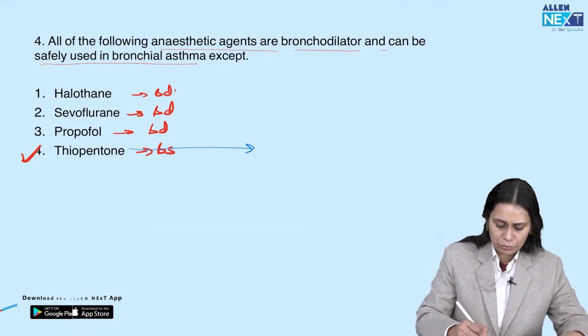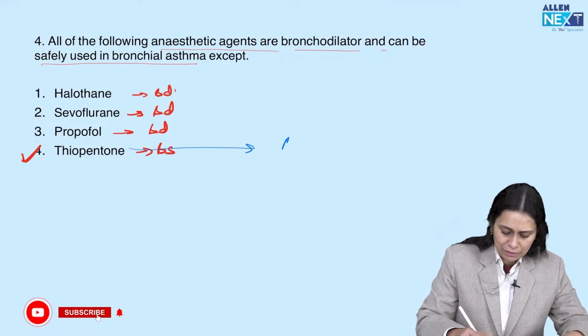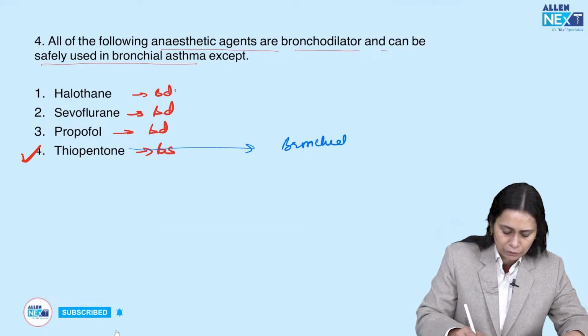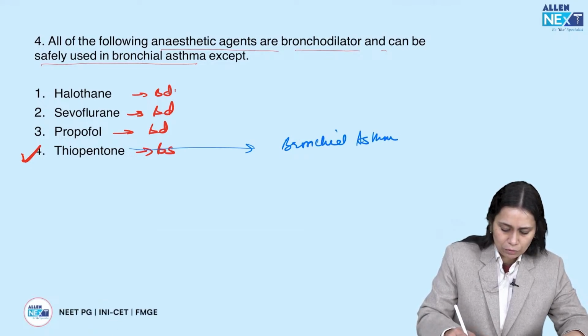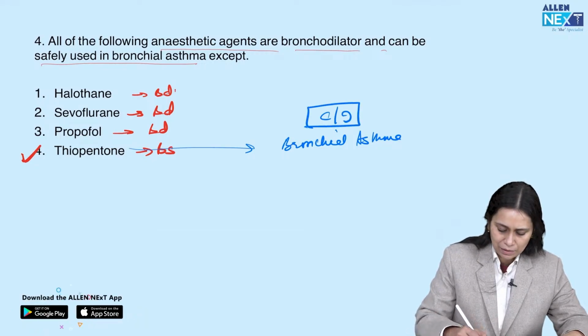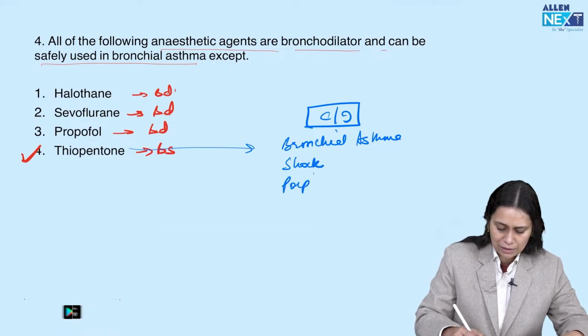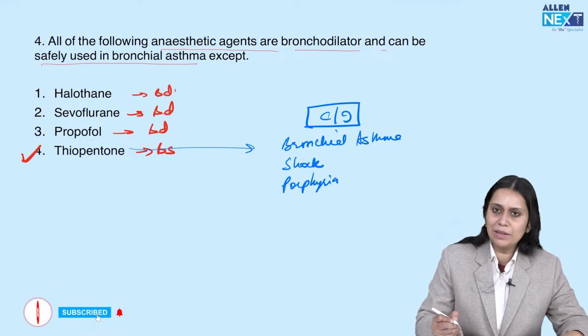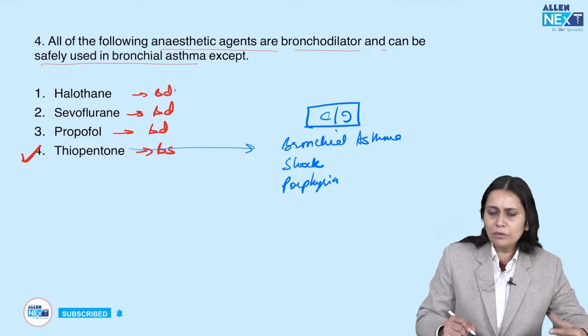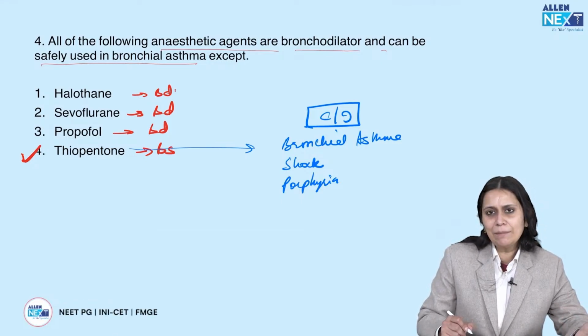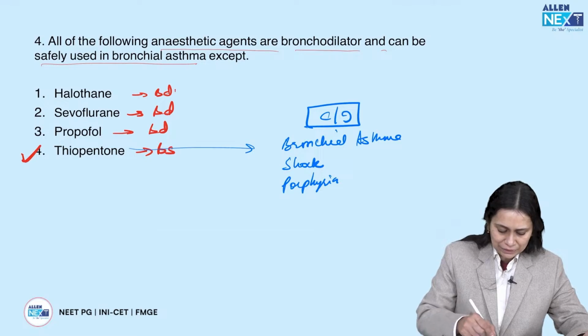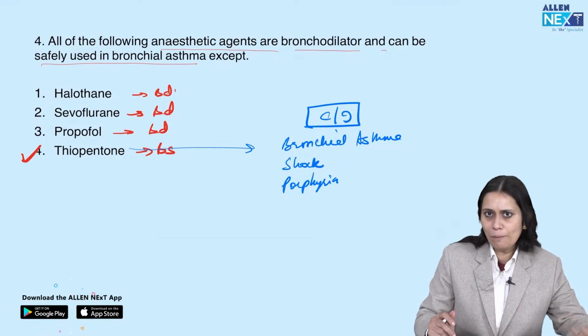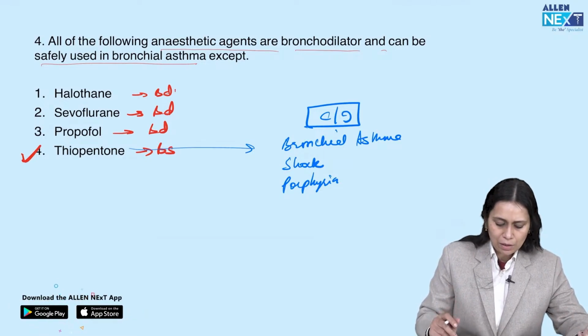Thiopentone has 3 contraindications we need to remember. Thiopentone should not be used in hyperreactive airway, that is in bronchial asthma, we avoid it. So contraindications of thiopentone: bronchial asthma, shock and porphyria. Shock, why? Because it's a cardio unstable agent. Porphyria, why? Because it's an enzyme inducer. It can precipitate porphyria. So these are 3 contraindications of thiopentone. Just remember it. Okay.